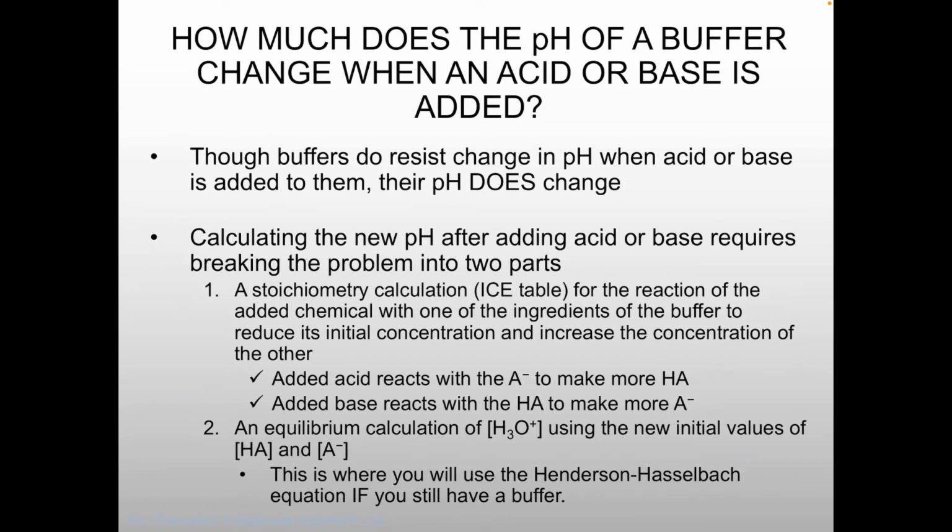So, like we've been talking about, buffers resist changes in pH when acid or base is added to them, but their pH does change a little bit. That's what I've been trying to point out. When we get to the end of our problem, if we had equal amounts of our buffer, the pH would be equal to our pKa. But if we have slightly more acid, then it will be slightly lower than our pKa, and if we have slightly more conjugate base, then it would be slightly higher than our pKa. So it does change, right?